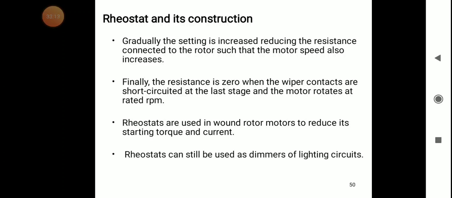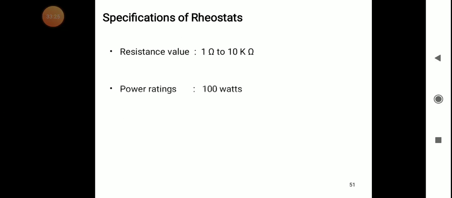Rheostats can also be used as dimmers of lighting circuits. Lighting circuit dimmers means it may dim the light of the circuits.